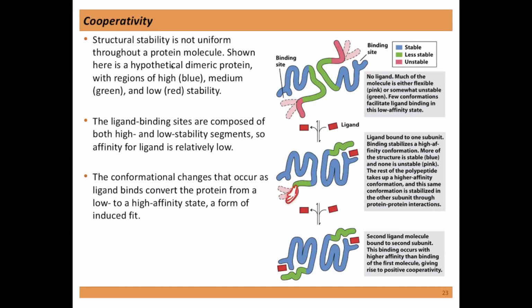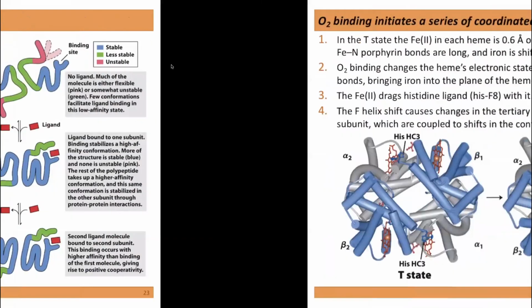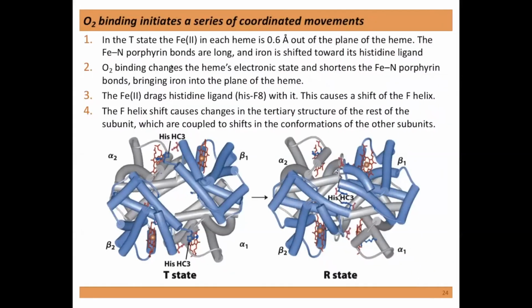And as we get less flexibility here, that will actually make it easier for the next one to bind. So the conformation changes, and it allows the next ligand to bind more easily. And that's referred to as positive cooperativity. And you can have negative cooperativity where one ligand binds and then it's harder to bind the next ligand. But we want to focus on oxygen. The ligand that we're binding is oxygen.